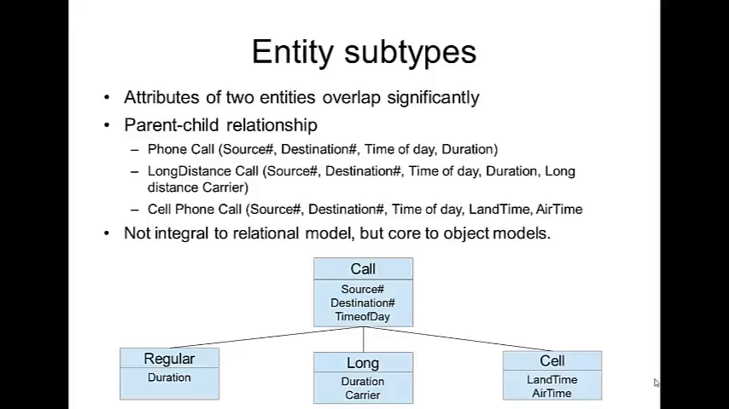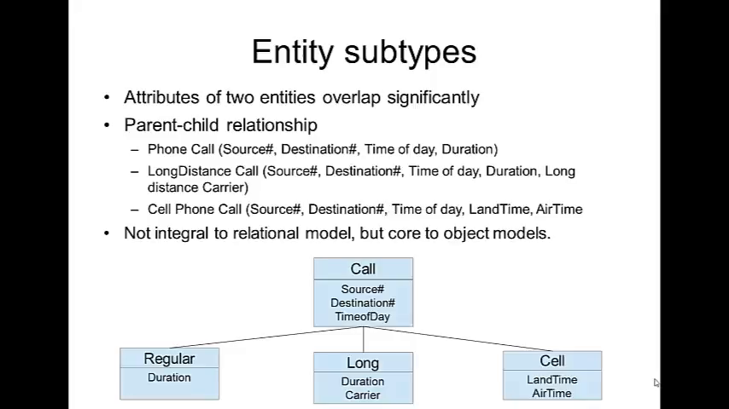Now, there are different types of phone calls, though. So there's regular phone calls, long-distance phone calls, and cellular phone calls. All those types of phone calls share the fields source telephone number, destination number, time of day, but have a different set of additional fields relevant to them. So a regular call just has a duration. A long-distance call has both a duration and a carrier, and a cell phone call has both land time and air time.